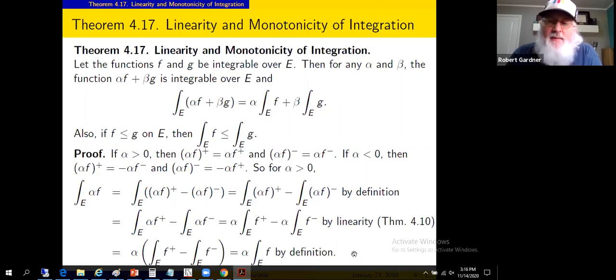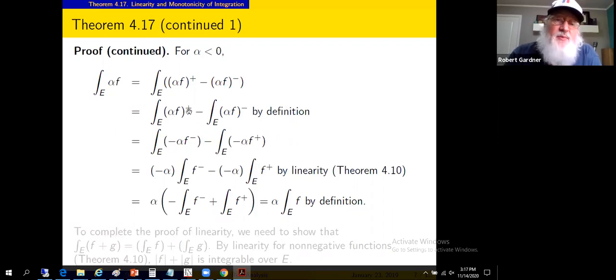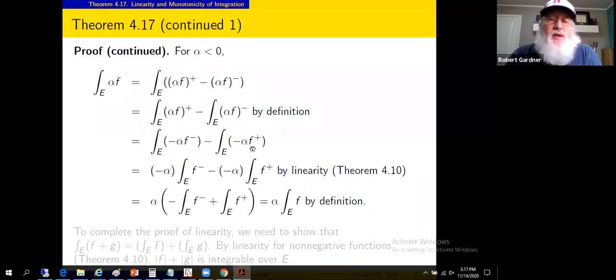The constant came outside. Now, when the constant's negative, well, it's quite similar. If alpha is less than 0, we start the same way. We use the definition to express it as a difference of two integrals. We substitute, okay, this time, when we took the positive part, we got a negative alpha and a negative part of f. When we took the negative part, we got a negative alpha and a positive part of f. Okay, so there are your extra negatives. Also, things are interchanged here, and good thing they are. We can bring the negative alphas out front if you like.